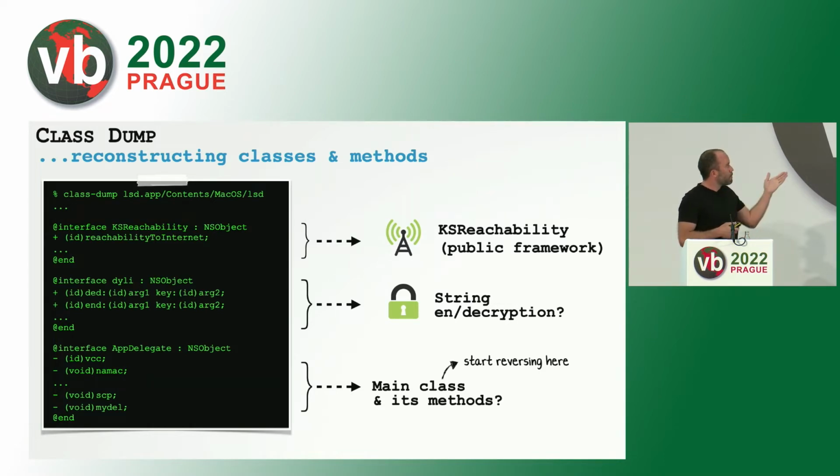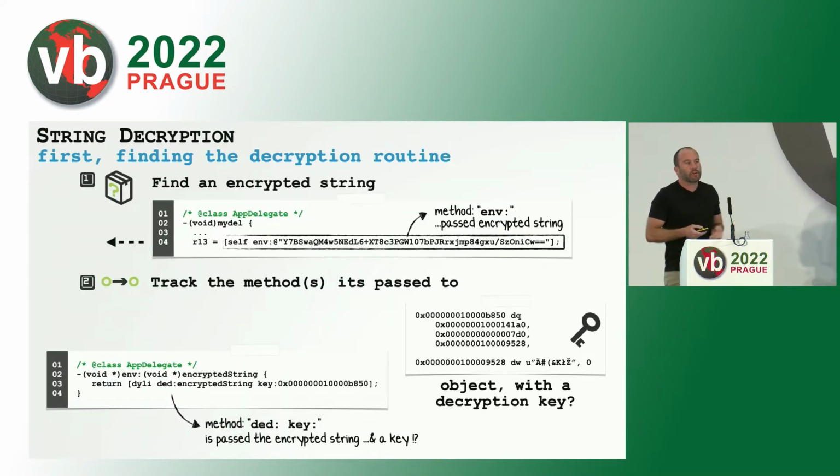So we can see a public framework that appears to relate to network reachability. We see some methods that perhaps contain the logic to do the string encryption and decryption. And then finally, we have the malware's main classes and its methods, which is where our reverse engineering efforts might begin. Now back to the encrypted strings.